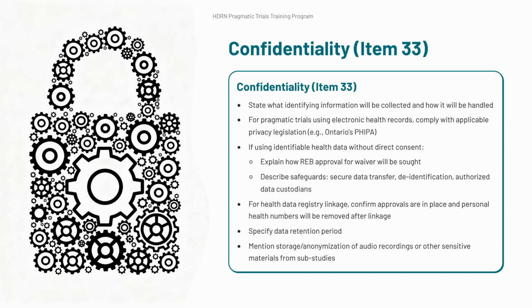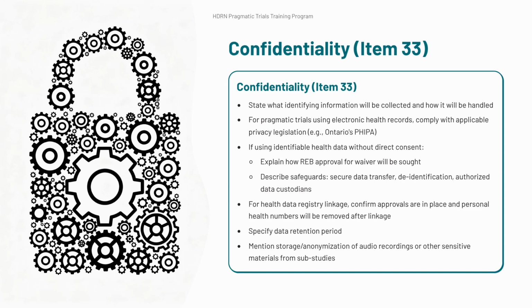SPIRIT Item 33 covers confidentiality. This section should clearly state what identifiable information will be used, why it's needed, who can access it, and how it will be stored, transferred, and protected. Note compliance with applicable privacy legislation and relevant guidance in TCPS2. If identifiable health information will be accessed or used without direct consent, state that you will seek REB approval for a waiver or alteration of consent.